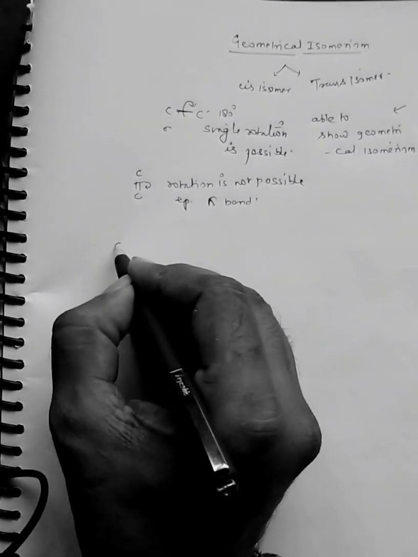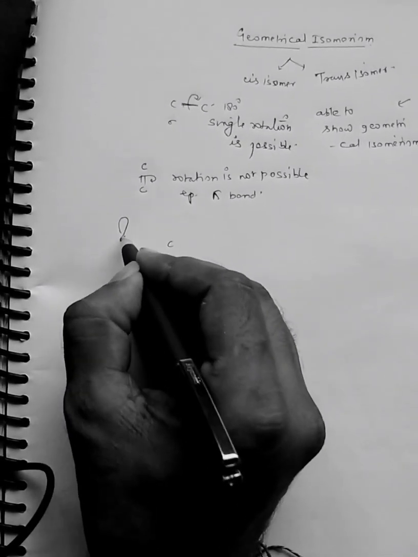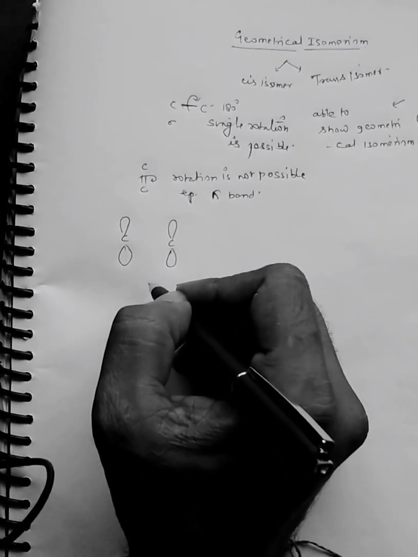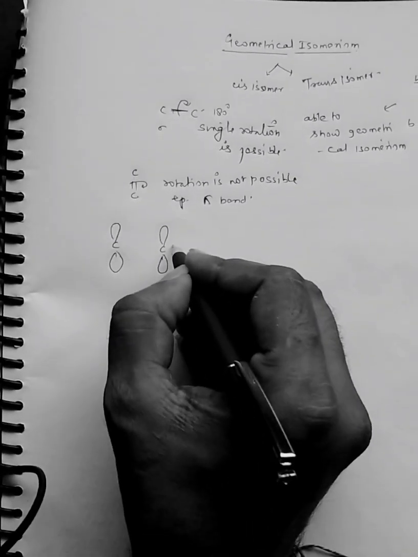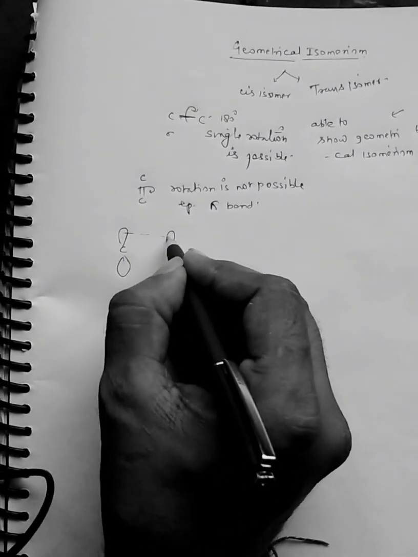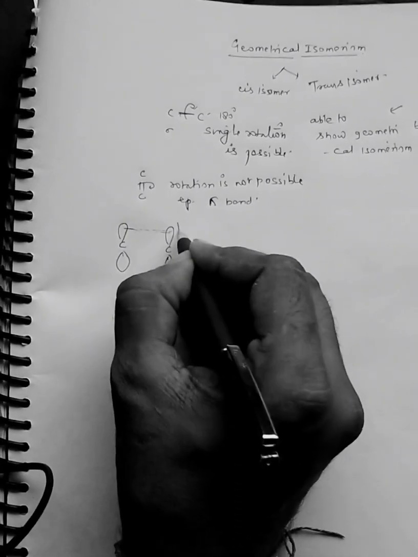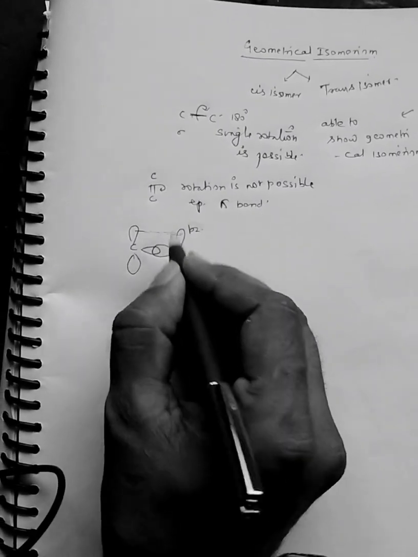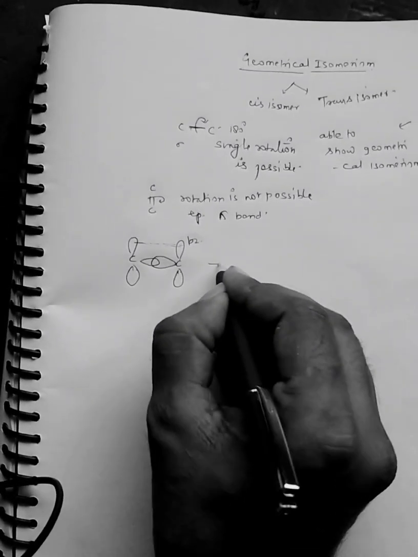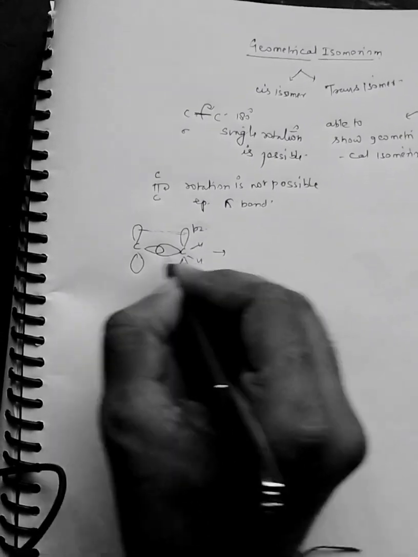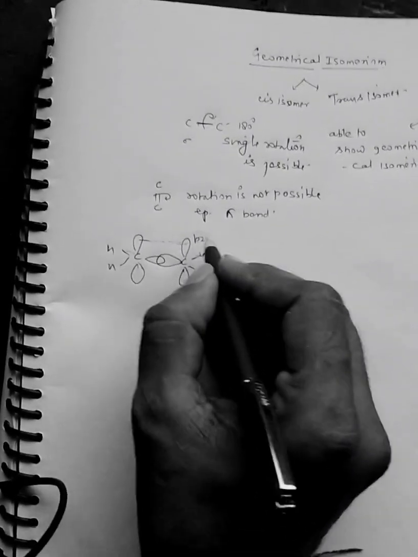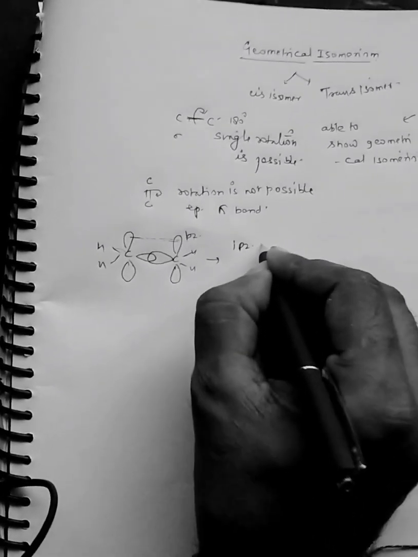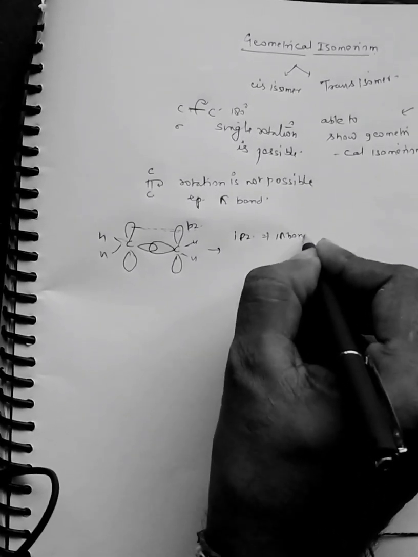If you see the formation, this is the p orbital. If you see the example of ethylene, C2H4, what happened here? These pz orbitals overlap and form the pi bond. Here is the hydrogen, and this is the pz. In this, one pz is present, so one pi bond is formed.